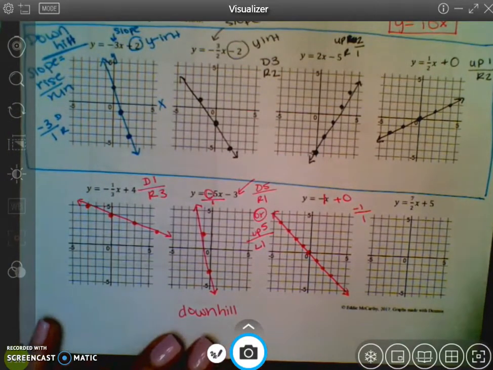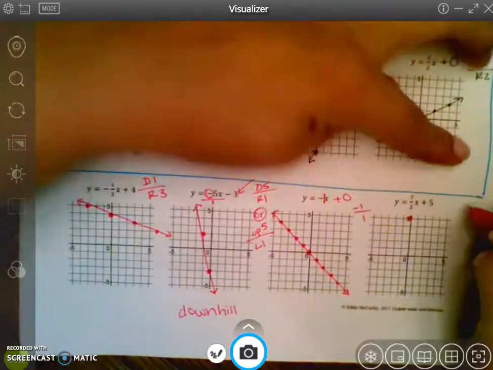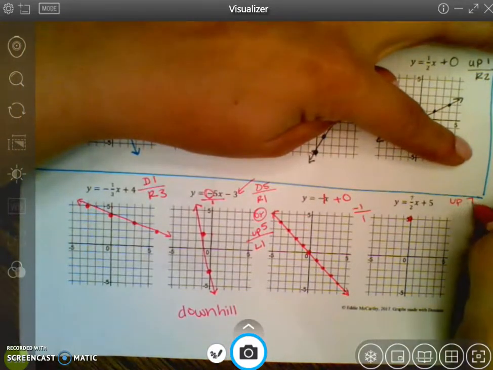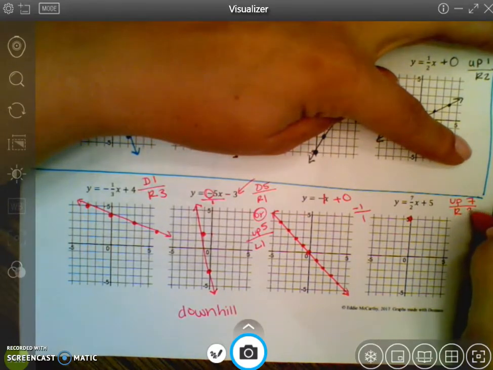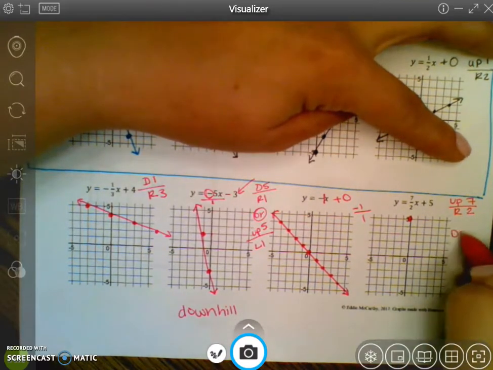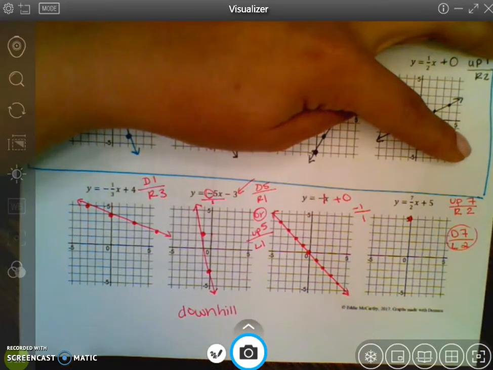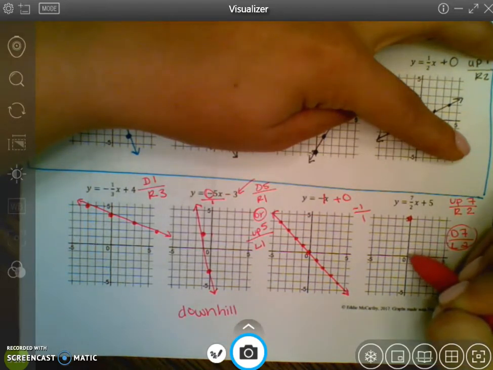Okay, last but not least, we have this one. We start at 5. His slope would be up 7, rise 7, run to the right 2. However, we can't go up 7, so we're going to go down 7 and left 2. That's the one we're going to use because it's the opposite. So 1, 2, 3, 4, 5, 6, 7, left 2.